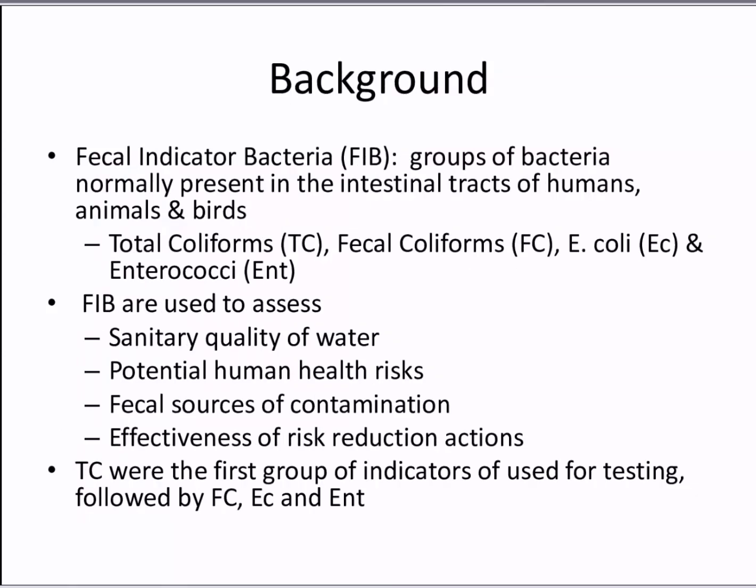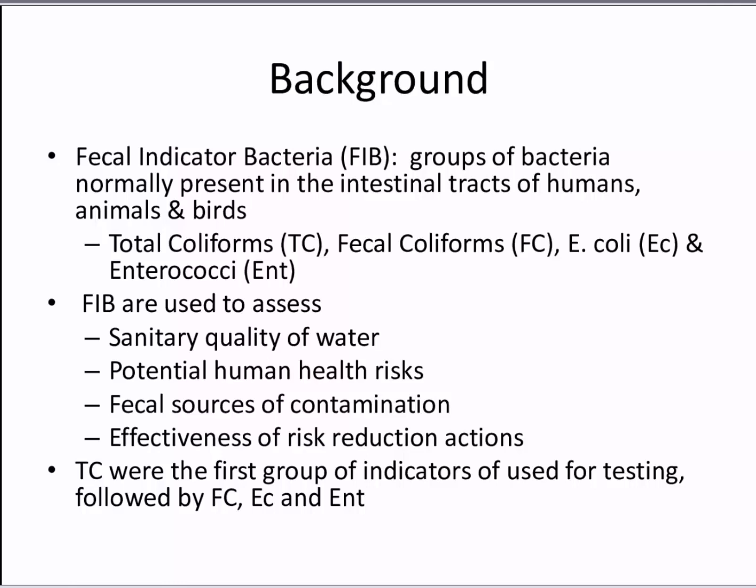Okay, so I want to start with the background on fecal indicator bacteria, or FIB for short. They include groups of bacteria normally present in the intestinal tracts of humans, animals, and birds. The four main groups are total coliforms, fecal coliforms, E. coli, and Enterococci. FIB are used to assess the sanitary quality of water, to assess potential human health risks, identify fecal sources, and to measure the effectiveness of risk reduction actions.